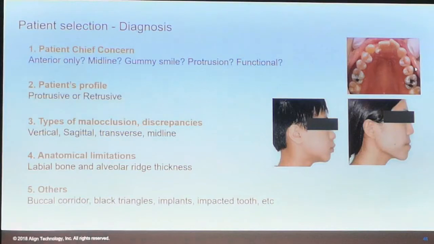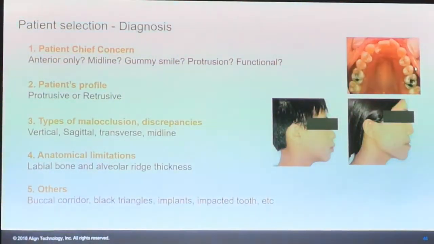And the fourth thing you have to think of is anatomical limitation. You should check if the patient has thin labial bone or not, and you should also check the gingival thickness of the patient. Because if the patient has thin labial bone and a thin biotype, you shouldn't do much proclination and you shouldn't do much expansion, because otherwise it would create gingival recession for the patient.